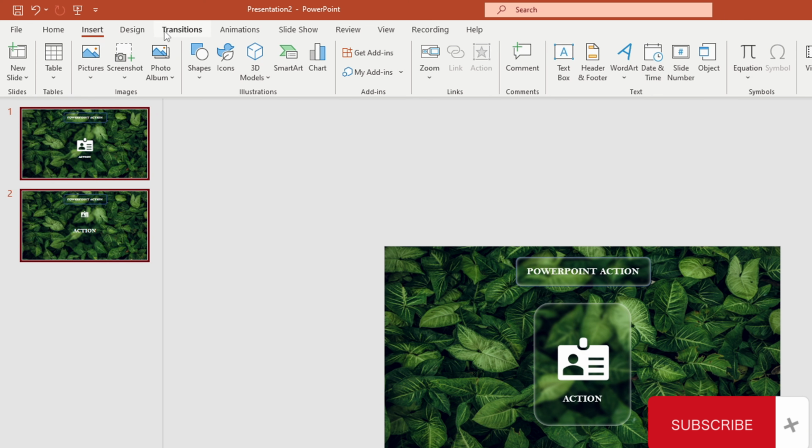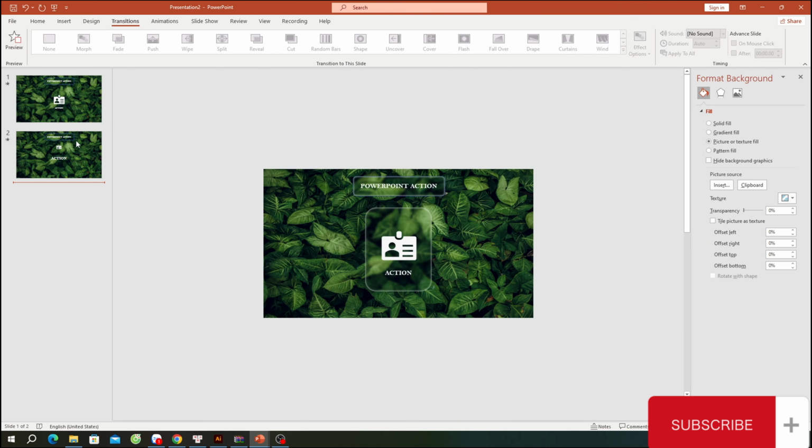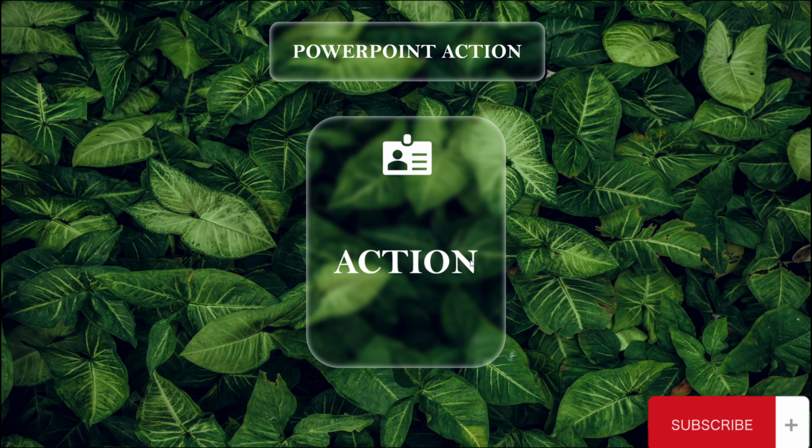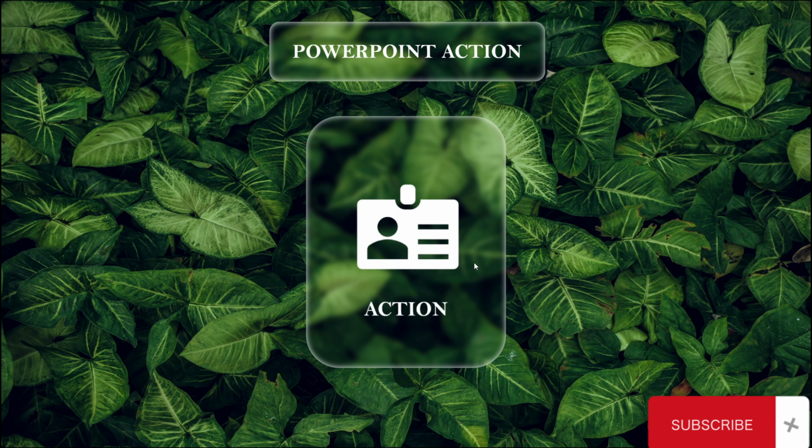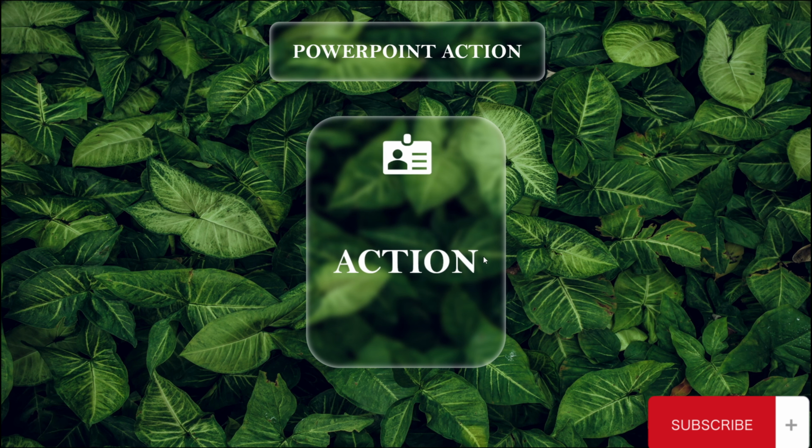Select both slides in Transitions, select Morph. Move the mouse back and forth between the two areas to see the slide action in action.